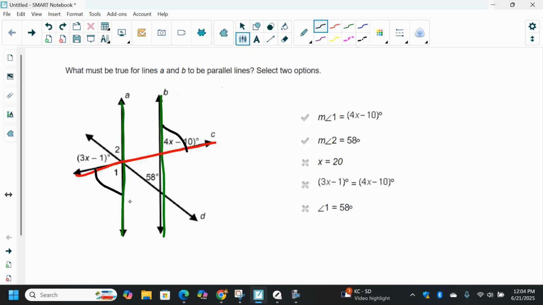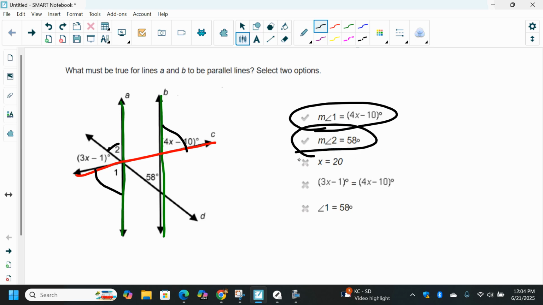They're called alternate exterior angles because they're on opposite sides of C, and they're outside, exterior to A and B. So this is true. And then angle 2 is 58. So angle 2 and the 58 degrees are corresponding angles if they are parallel. So that must be true as well.